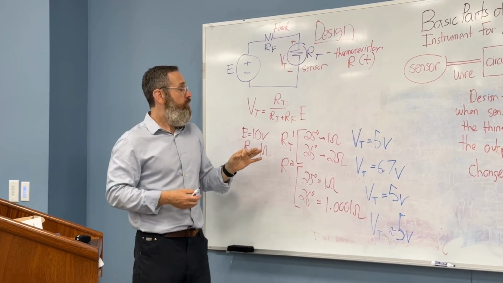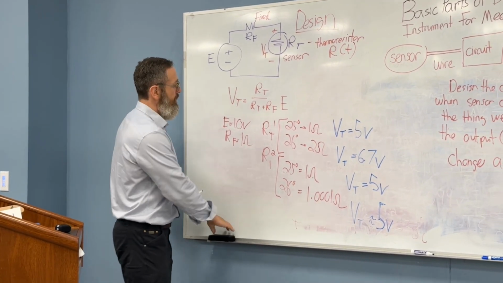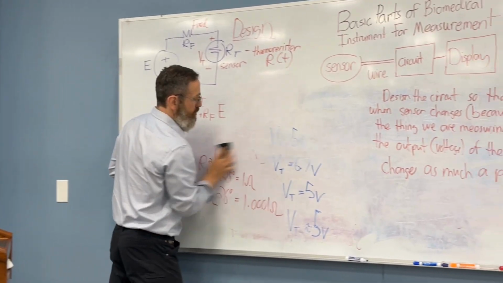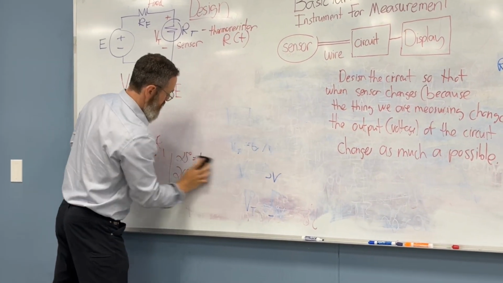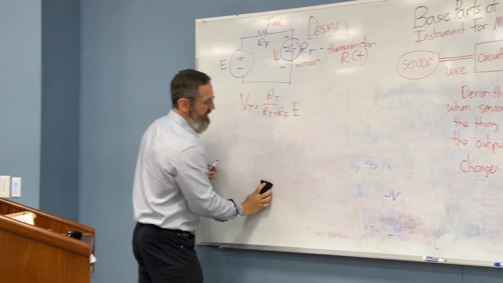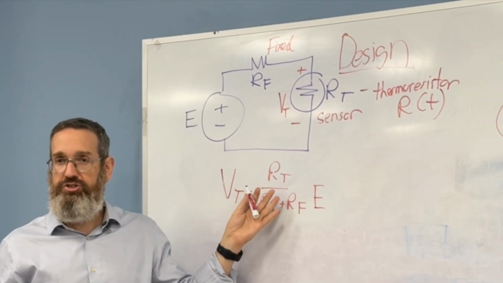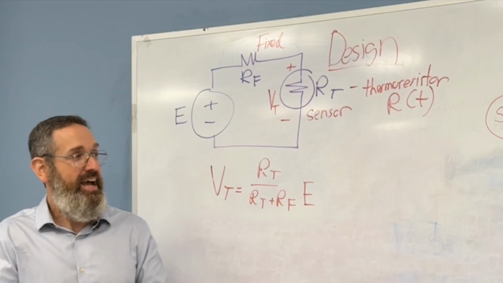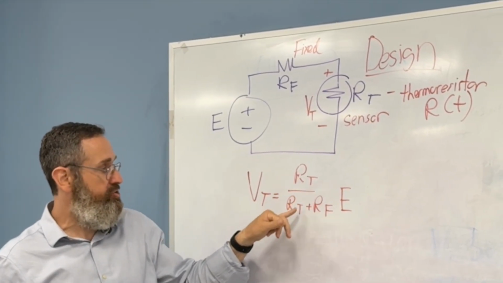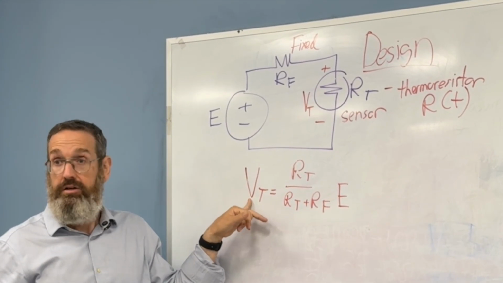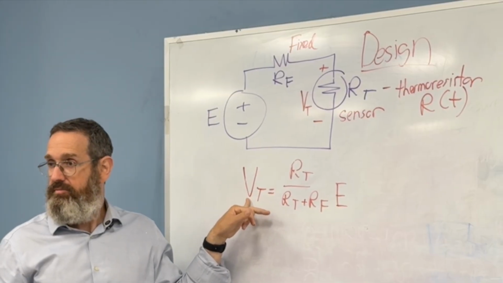Okay. What is the resulting equation for the circuit? It's the same equation. There's no reason why this equation would change. It's the same equation. And so as the thermistor changes its resistance, so will the voltage.